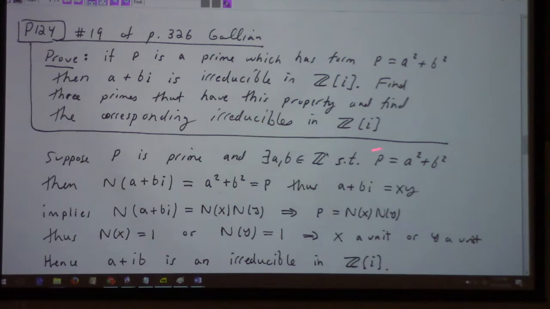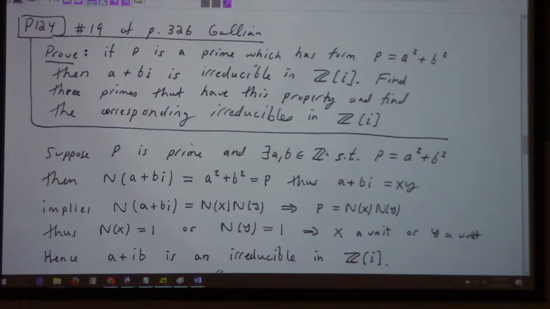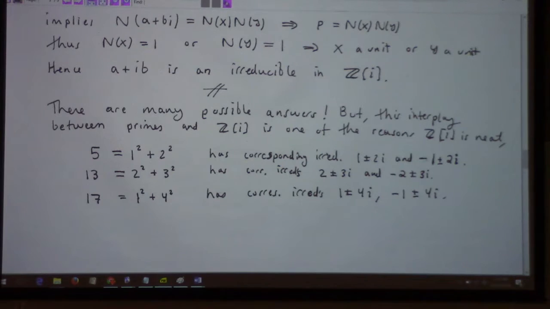So we're taking the existence of the prime that's a sum of 2 squares, and we're saying you take a complex linear combination of those numbers, and that's an irreducible in the Gaussian integers. And there are, of course, many of these. In fact, this one already showed up in a previous problem. That was the factorization of 5. The factorization of 13 looks something like 2 plus 3i and 2 minus 3i, and 17 looks like this. And those are the corresponding irreducibles.